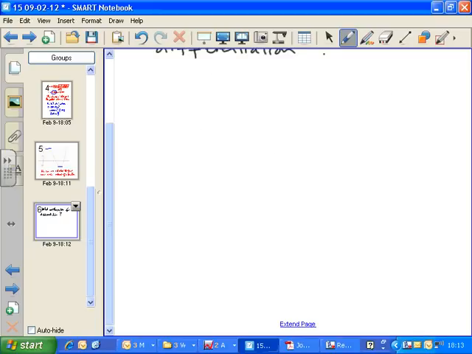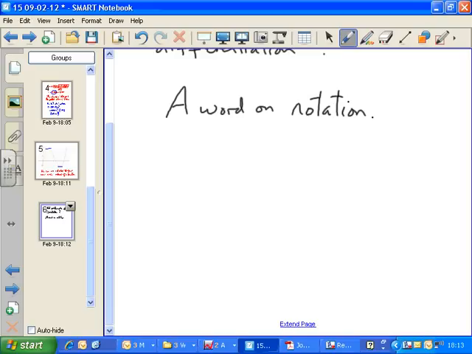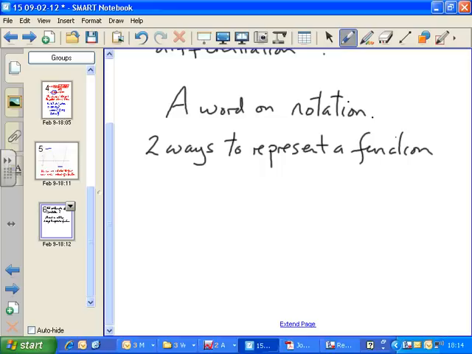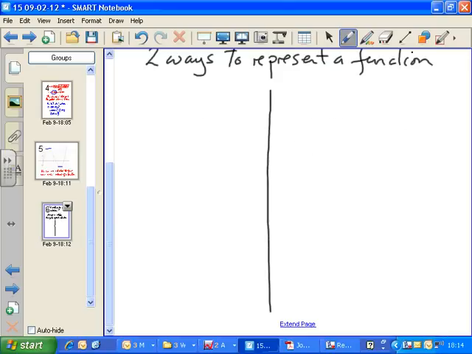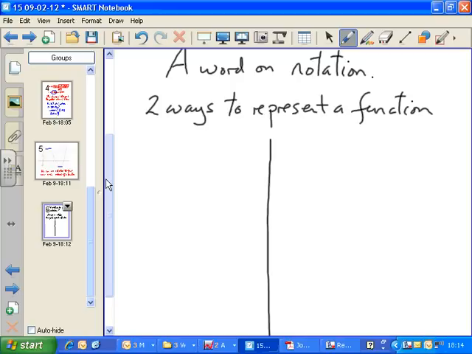So first of all, a word on notation. There's two ways I can write a function. Let's split the board and write those two ways, one on the left and one on the right. The first way is how I might write this function if I was going to plot a graph of it. For example, y equals ax is a function.